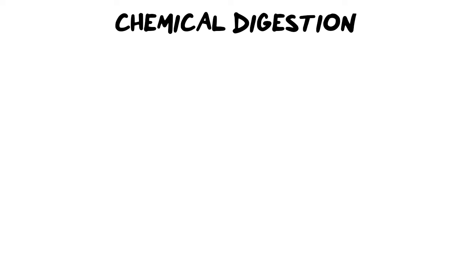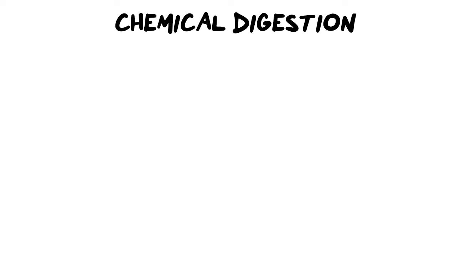Now, we can mechanically digest food up until a certain point, but there's a limitation to this, right? You can chew and chew and chew food and mix it as much as you want, but eventually it will become a liquid, but it's not small enough for any absorption to happen into the bloodstream. And that is where chemical digestion takes place.